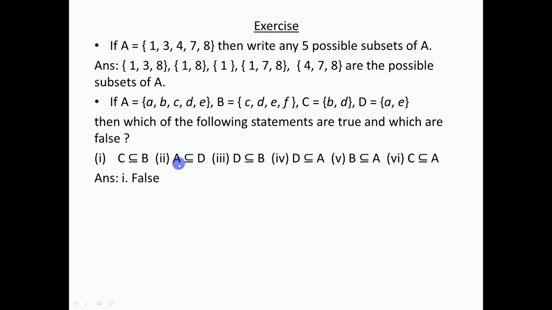Now the next one is A subset D. That means all the elements of A are present in D. So let us check.